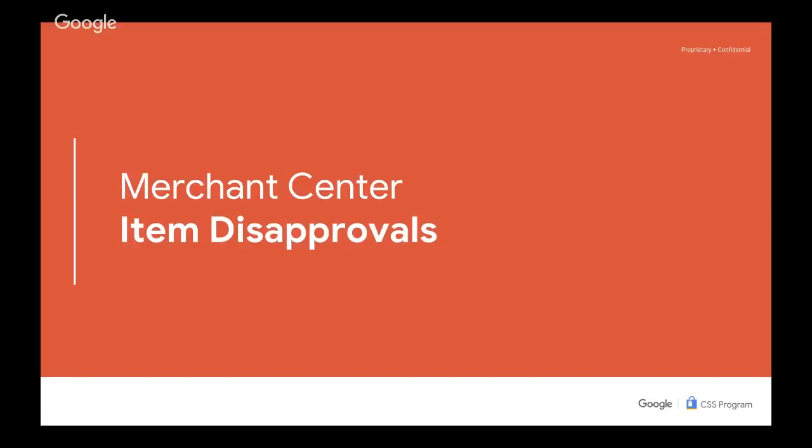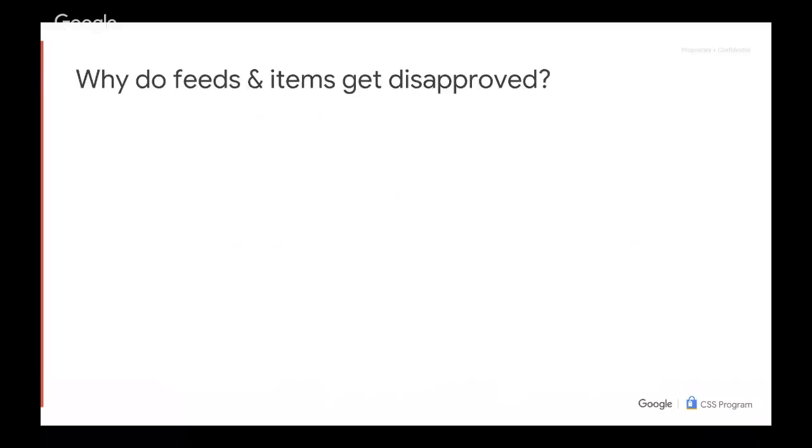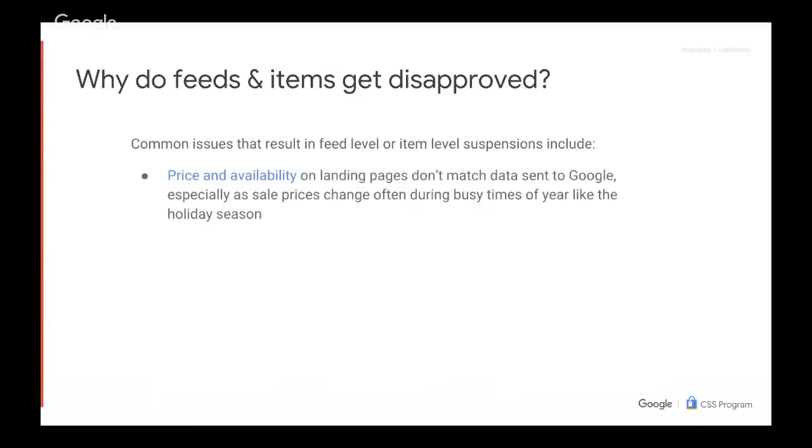Now, we've talked a lot about account suspensions. Let's take a look at the most granular disapproval level in Merchant Center, which is disapprovals of individual items from your feed. Some of the most common reasons for disapprovals or suspensions include a mismatch for price or availability, or both, between the feed and the landing page. This is something to keep an eye out for, especially during sales or other busy periods, where merchant landing pages may change often.